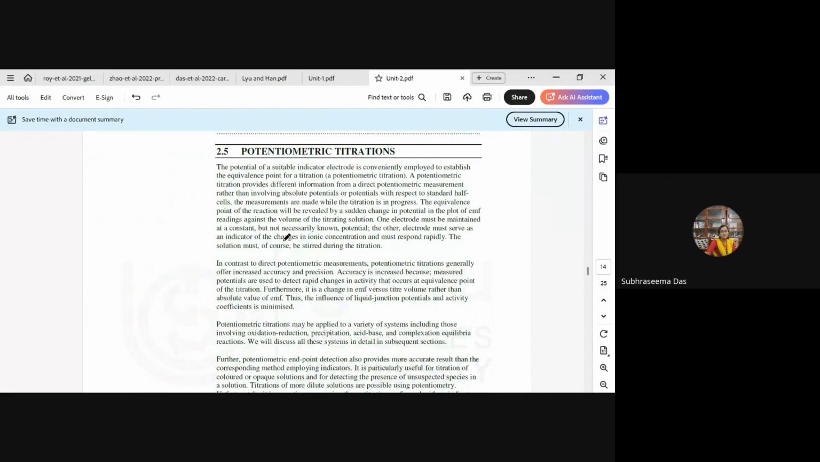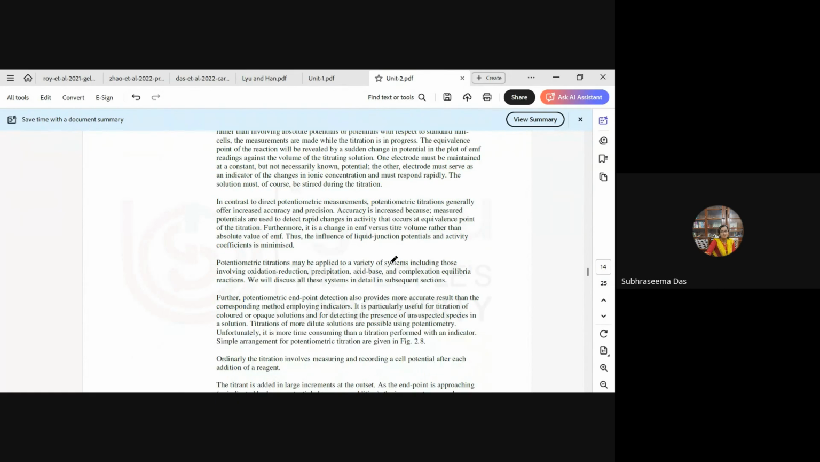Then coming to potentiometric titrations. Potentiometric titrations are generally very accurate and also very precise. Accuracy is increased in comparison to direct potentiometry because here the measured potentials are used to detect rapid changes. How do we know the change? We look at the equivalence point, and from the equivalence point, even if the reaction is very fast, we can calculate the changes occurring inside the reaction.